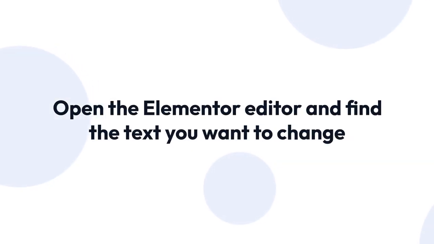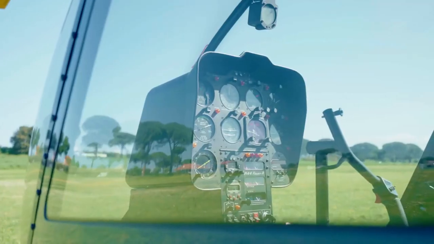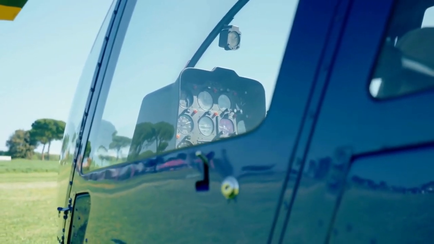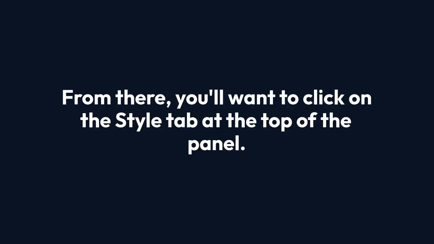First, you need to open your Elementor editor and find the text you want to change. This can be a heading widget, a text editor widget, or any widget that contains text. Simply click on the widget to select it, and you'll see the editing panel open on the left-hand side of your screen. From there, you'll want to click on the Style tab at the top of the panel.